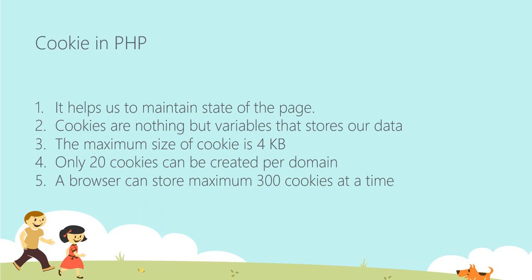Basically, cookies are used to help maintain the state of the page. Furthermore, cookies are nothing but variables that store our data. This is all the information we will have related to cookies. You cannot insert data of more than 4 KB inside a cookie, and there can be only 20 cookies per domain. A browser can store only 300 cookies at a time. That means if the 301st cookie comes, then the very first cookie will be cleared from the browser's cache. I hope it is clear up till now.